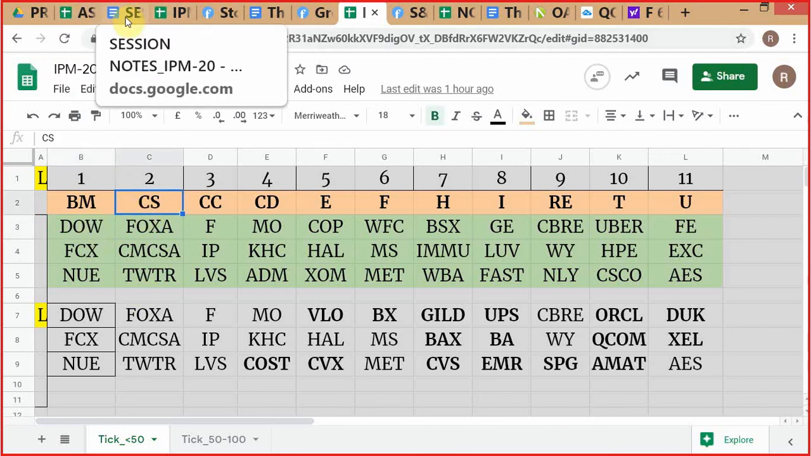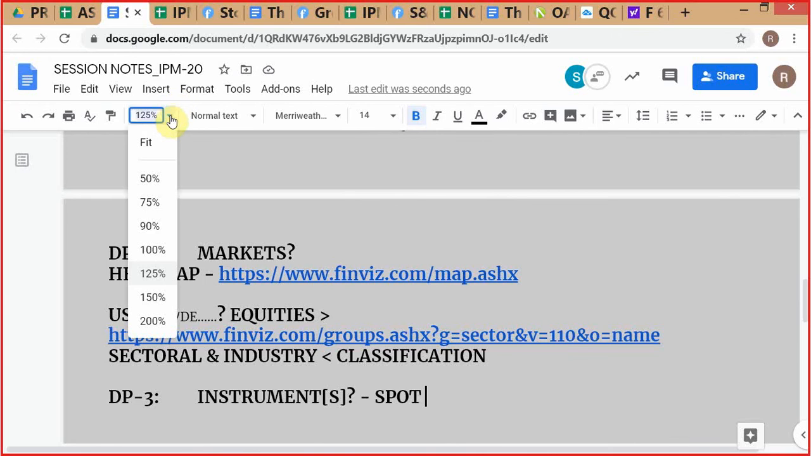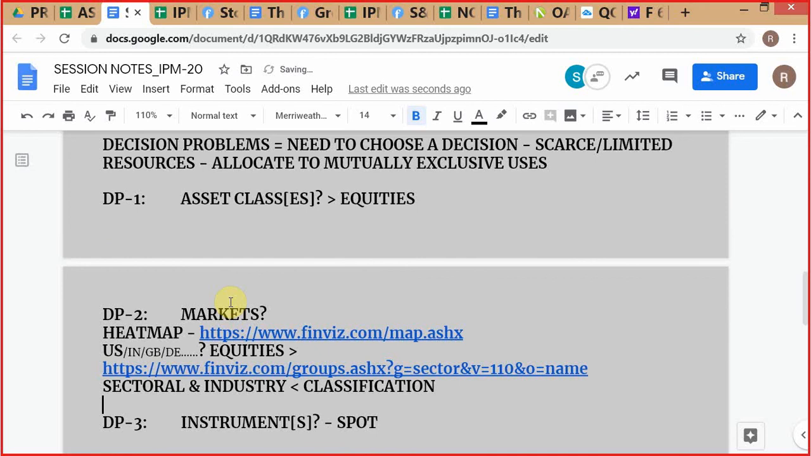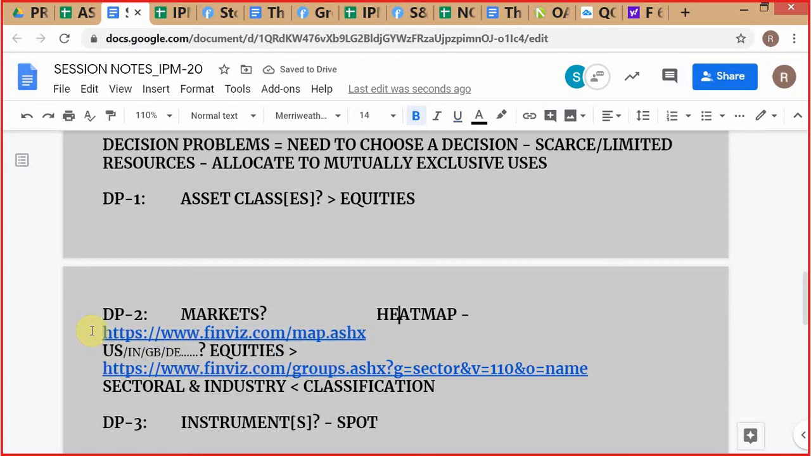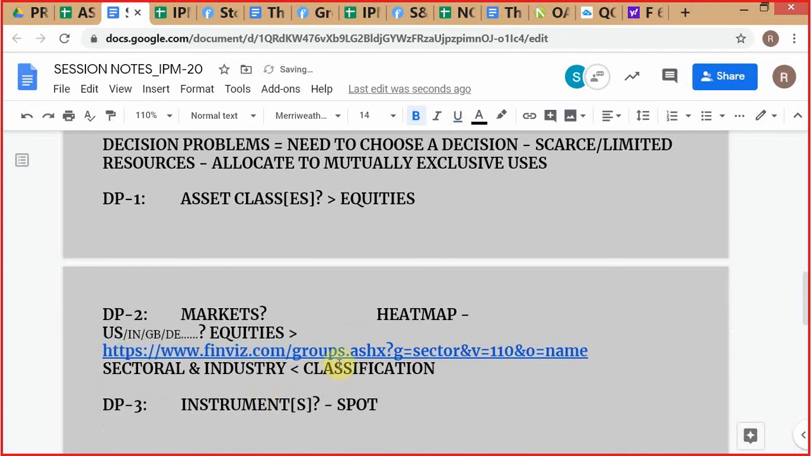Here we have some considerations of these three basic decisions, DP1, DP2 and DP3. Let me reduce the space in between so you can see everything in one view. I'll put the heat map as a Google Doc. Google Docs is very good when it comes to handling of hyperlinks. It's much better than OneDrive. Anyway, so DP1, 2 and 3.